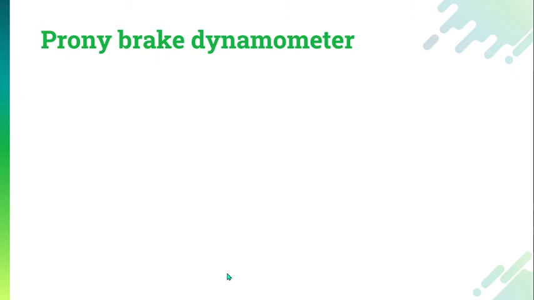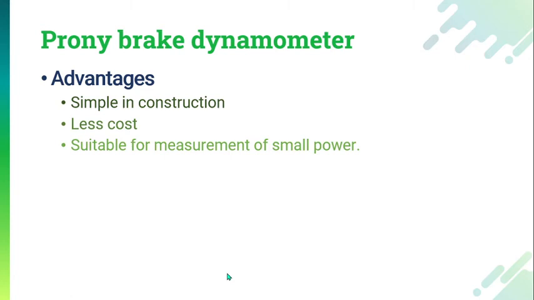Now this Prony brake dynamometer has some of the most common advantages. That's why the Prony brake dynamometer is used in many places. The very first advantage is that it has a very simple construction. You can directly construct it in any place. There is no complexity. Second, as it has a simple construction, the cost is very low, and it is very suitable for the measurement of small powers where RPMs are very low. We can easily measure using the Prony brake dynamometers.